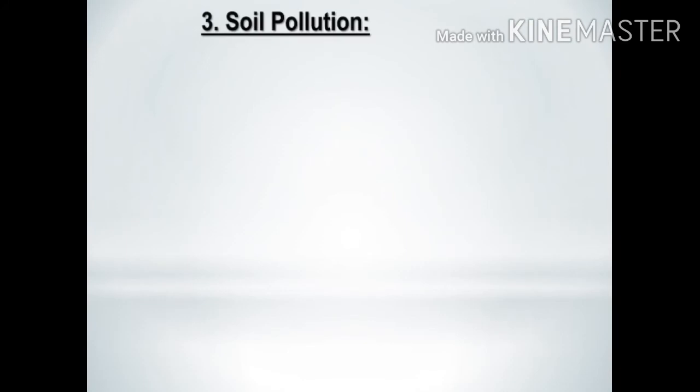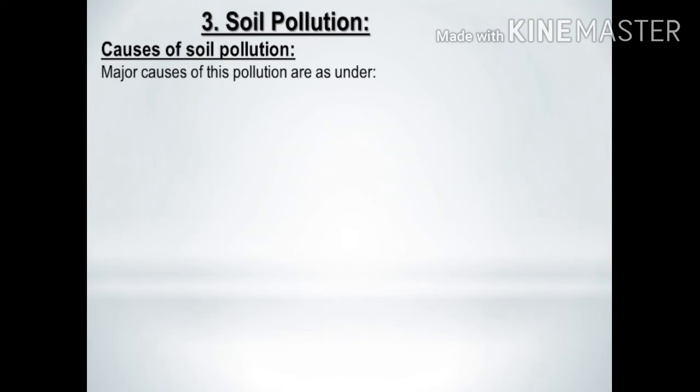The third type of pollution is soil pollution. Students, soil pollution is related to our soil and how it gets polluted. The soil is basically the upper layer of the surface of the land. What are the causes behind soil pollution? Some major causes of this pollution are as follows.